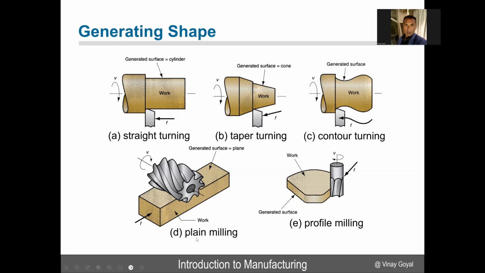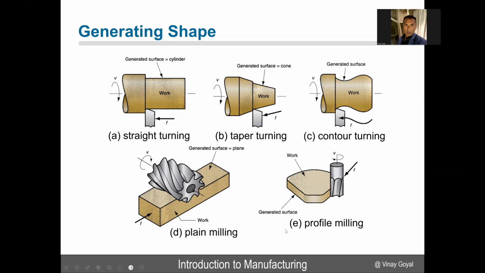And then you have plane milling, where again you have the work part here. In this case, the tool is being rotated. In the top ones, A, B, and C, the work part is being rotated while the tooling follows a trajectory that, with the rotation, causes that generated surface. At the bottom, the tool is the one rotating and removing material from the work part. We call this plane milling.